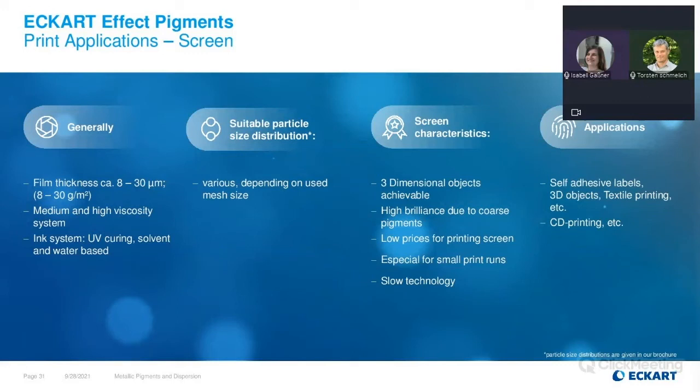The cost for making this kind of screen frames is very inexpensive. So it is very flexible also with regard to manufacturing for small print runs. And to be considered is that it's a rather slow printing technology. So it's somehow the speed limiting process technology in hybrid machines when rotary screen printing is included in a multi-technology printing machine with offset and screen, offset flexo and screen, for example. Main applications are self-adhesive labels, three-dimensional objects, textile printing, and so on.